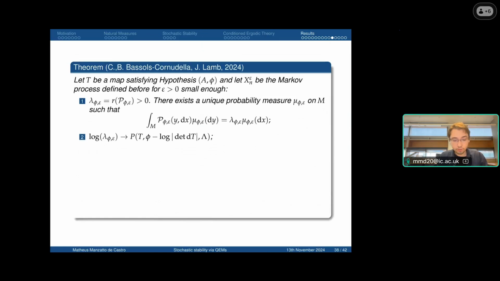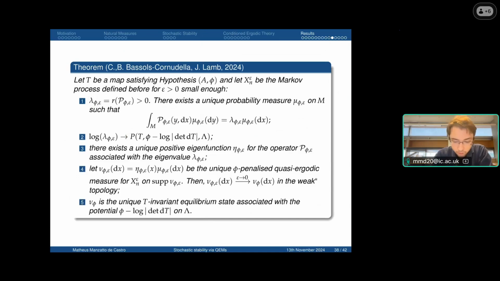Okay, so the theorem that we managed to show was that now again, of course, in this scenario, the folklore conjecture, under these assumptions they will be satisfied, and we manage to find some quasi-stationary measure. So the result that we managed to prove was, first of all, that the spectral radius is greater than 0. There exists a unique probability measure, which is the quasi-stationary measure for this system. And when I take log of the spectral radius, I converge to the pressure of phi minus log of that dt. So I obtain, first of all, that these lambdas are going to the pressures, when I take the log of it.